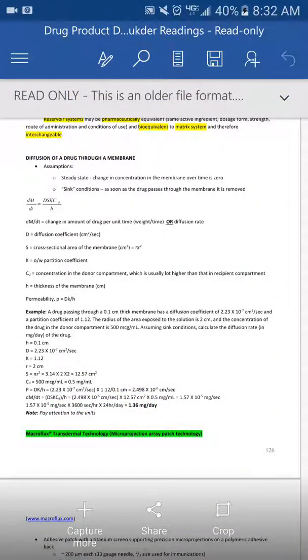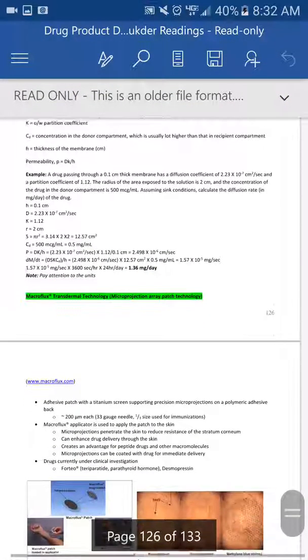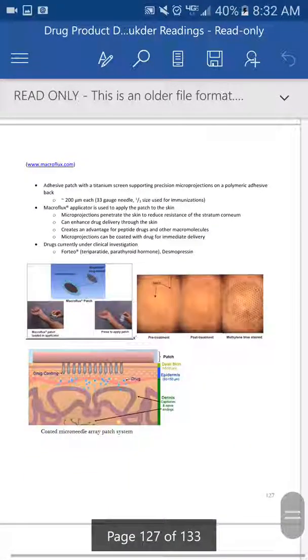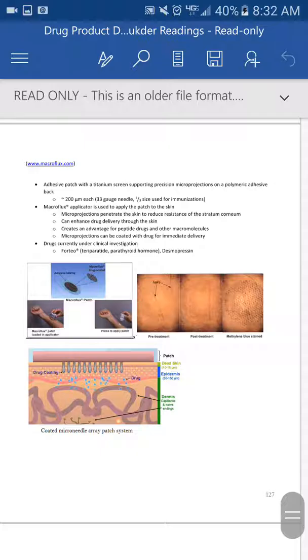Okay, now we're getting into the Macroflux transdermal technology. So let's talk about the microprojection, the micropores. You have an adhesive patch with a titanium screen supporting precision microprojections. So little tiny needles, and an adhesive backing.